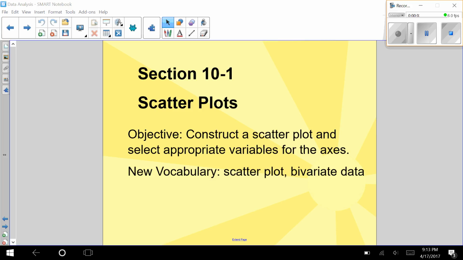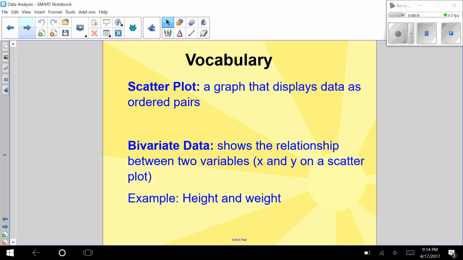This is our lesson on scatter plots. Our objective today is to construct a scatter plot and select appropriate variables for the axis. Let's talk about vocabulary first.